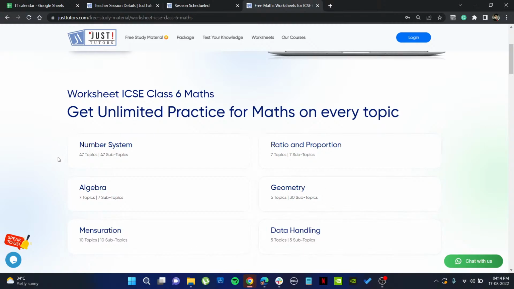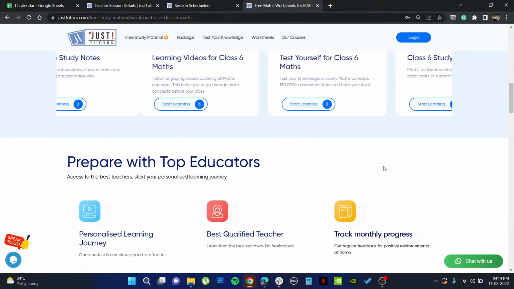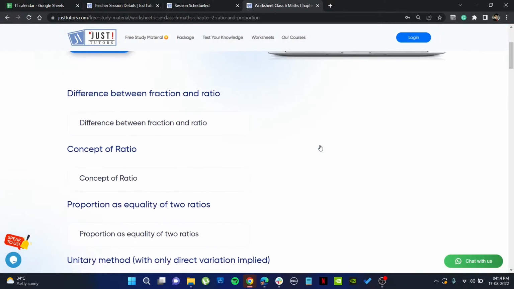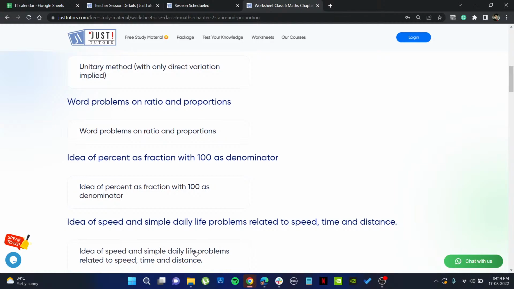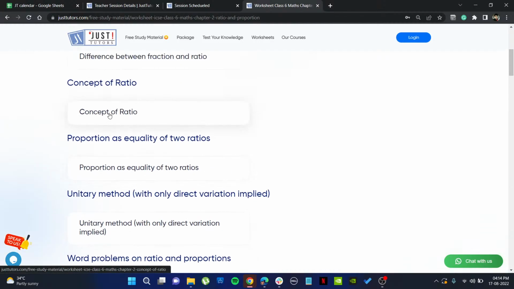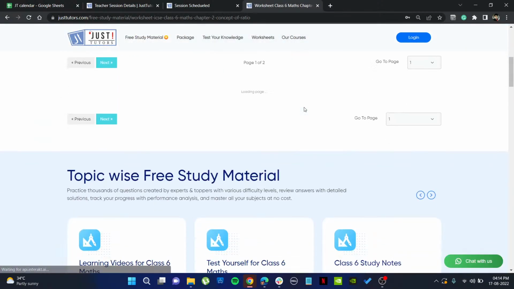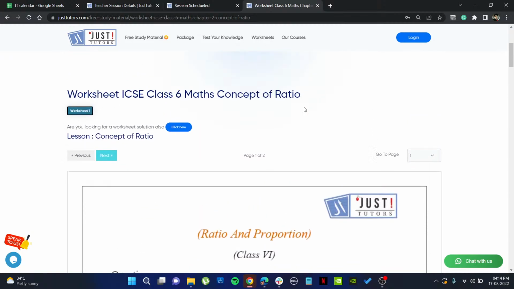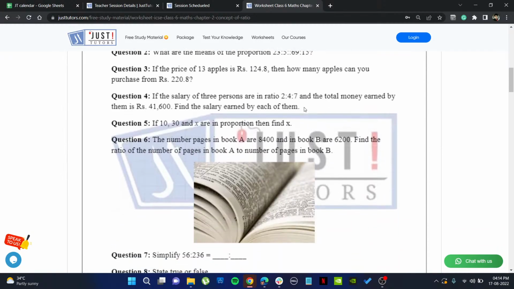Find out the topic name: number system, algebra, mensuration, geometry, ratio proportion, data handling, and so on. Suppose you want to get the study material of ratio proportion, click on it. And here you can find lots of subtopics like concept of ratio. So here you can find lots of questions related to this topic.